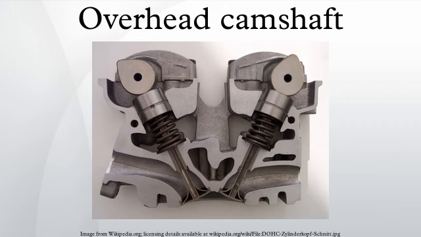Single overhead camshaft. Single overhead camshaft is a design in which one camshaft is placed within the cylinder head. In an inline engine, this means there is one camshaft in the head, whilst in an engine with more than one cylinder head, such as a V engine or a horizontally opposed engine, there are two camshafts, one per cylinder bank.